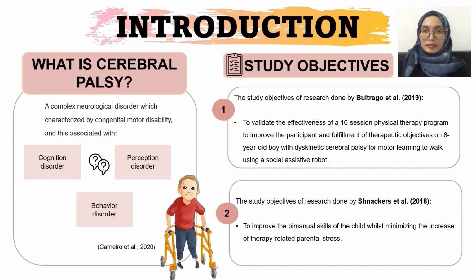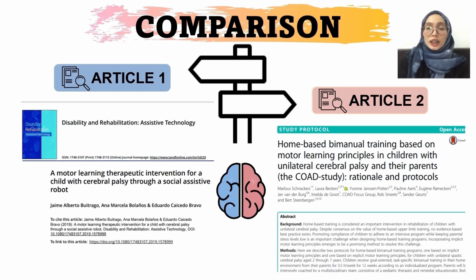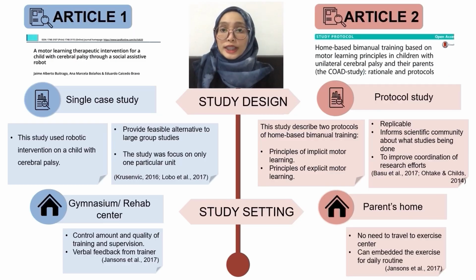And now, I will make a comparison between these two articles, where article 1 is using a social assistive robot, while article 2 is using home-based bimanual training. As for the study design, article 1 is a single case study, and as we know, this article used robotic intervention on a child with cerebral palsy.